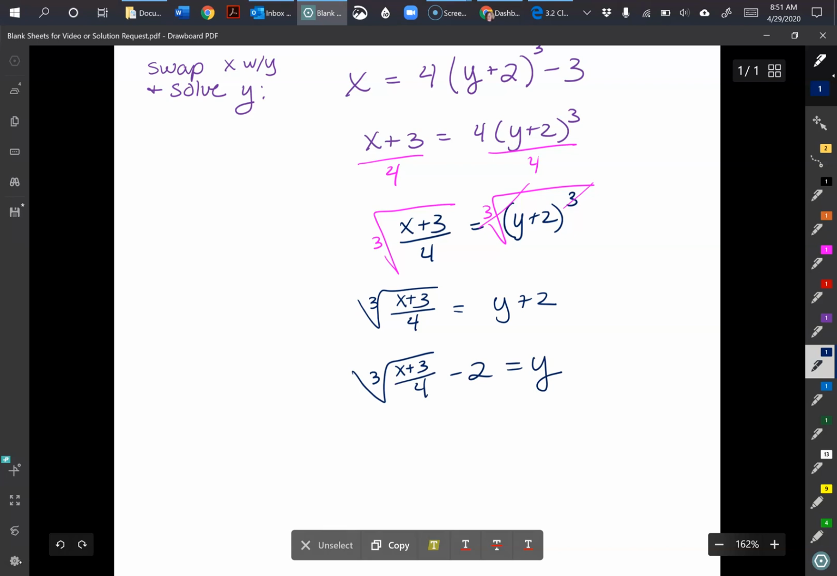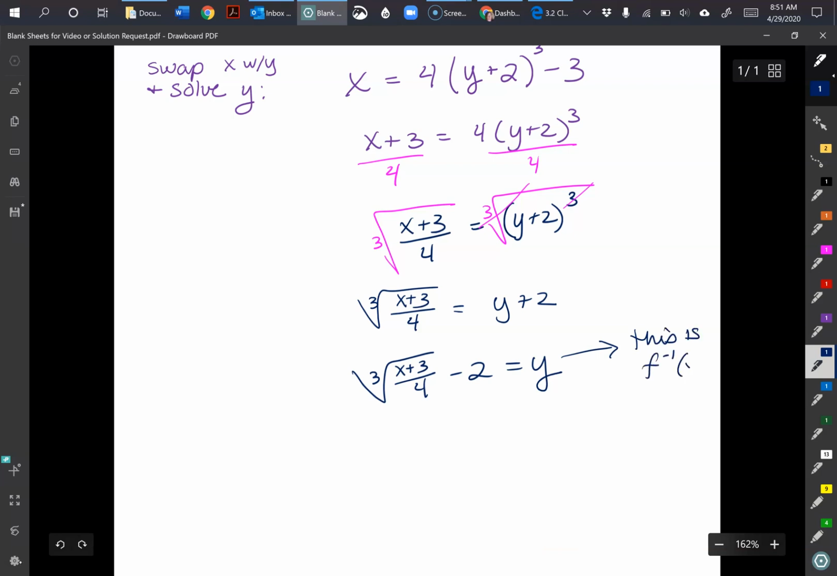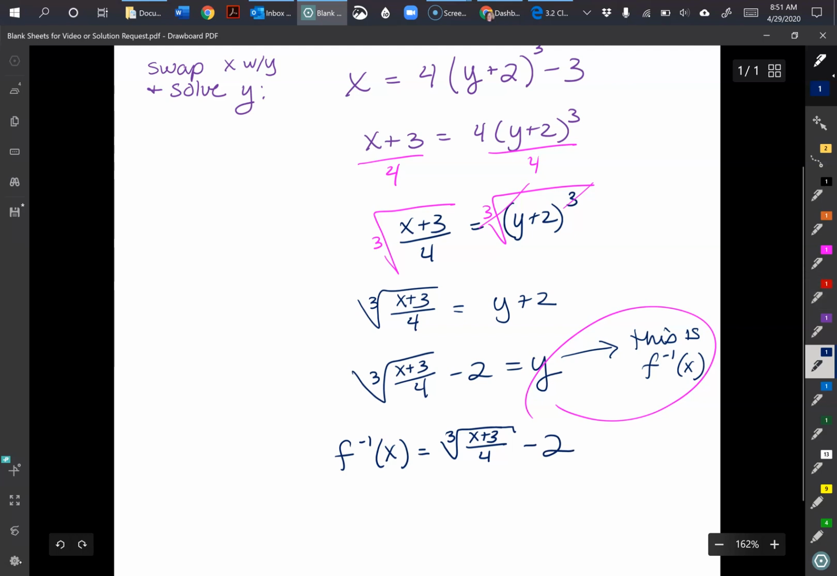And now here's where we want to then go back. This y value right there is f inverse of x. So we want to rewrite it as f inverse of x equals cube root of x plus 3 over 4 minus 2. And that is our final answer.